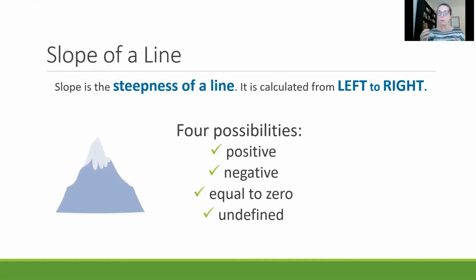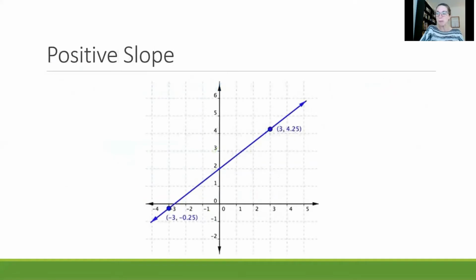So we'll see four possibilities when we're talking about the slope of a line in algebra. We could have a positive slope, a negative slope, a slope equal to 0, or an undefined slope. A positive slope is a slope, when you look at it, that moves up from left to right. You can see this one starts lower on the left side and gets higher on the right side. So that will be a positive slope.